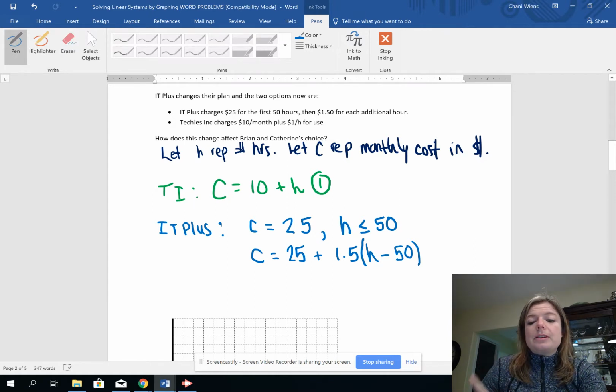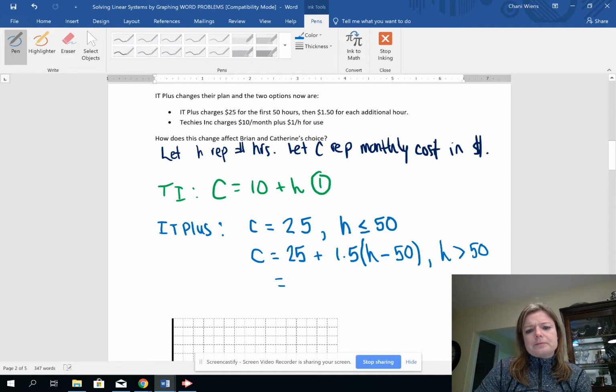It's very important to understand. And this is true for all H greater than 50. So we can simplify this equation. Okay, you would get 25 plus 1.5 H minus 75. So 1.5 H minus 50.